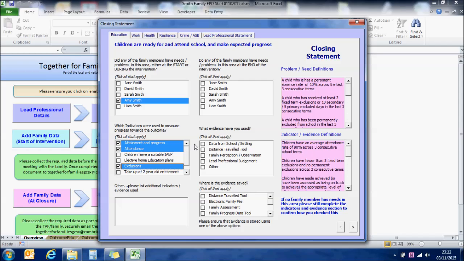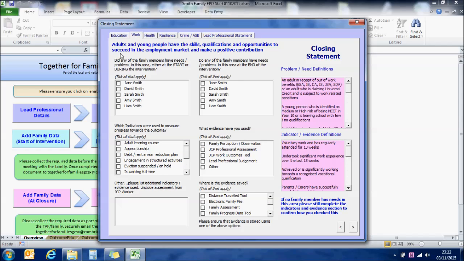Now that the indicators have been identified, we need to confirm what evidence was used. For this example, it was data from the school, family observations and the lead professional's judgment. This information is saved in the family file and details included on the family support plan. Please note that there is also a free text box if you have further information that's not included in the indicators or evidence list.